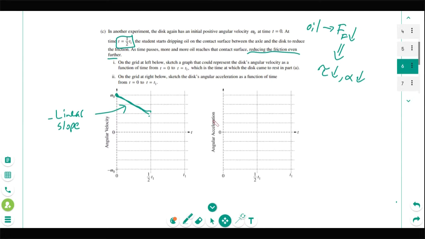You're right. It won't reach zero because we are looking at some speed left over, because T1 is when it stopped with full friction. We took away some friction, so it should still be spinning a little bit after that. So we're looking at something kind of like this. So yeah, linear for the first half.